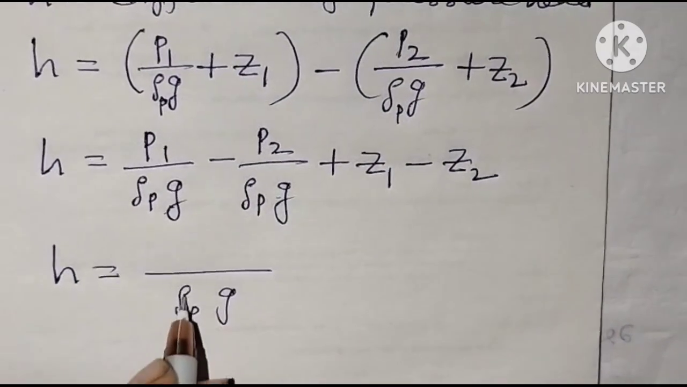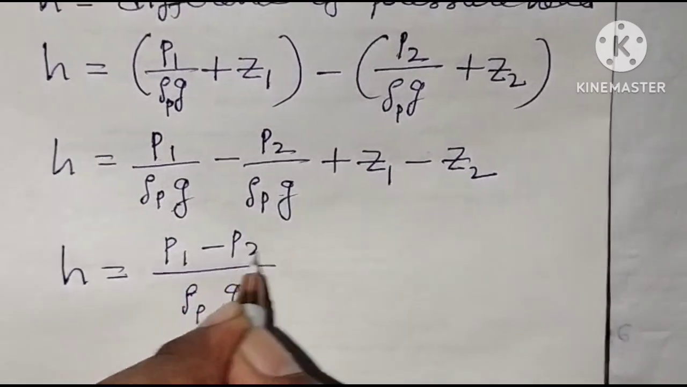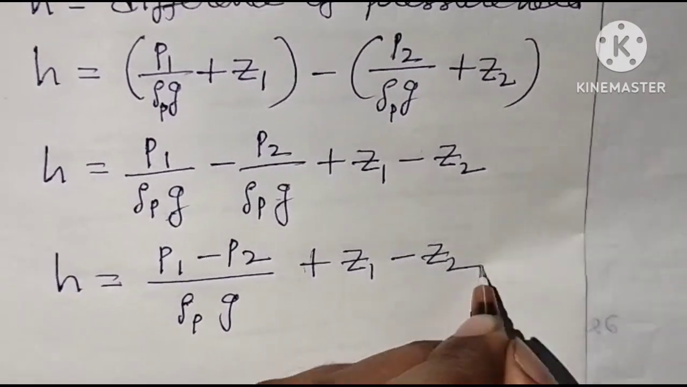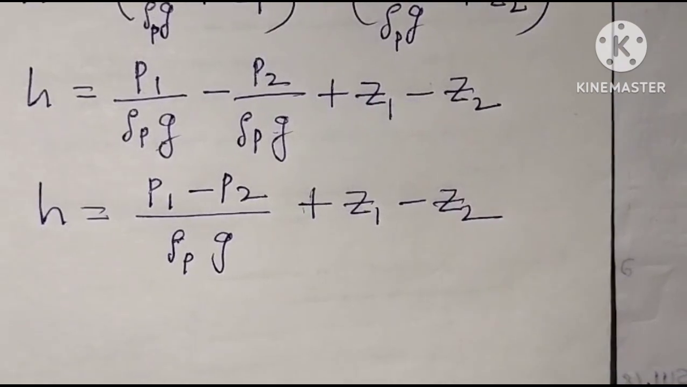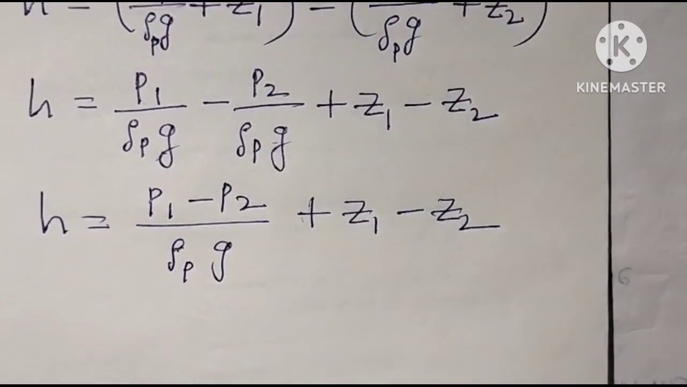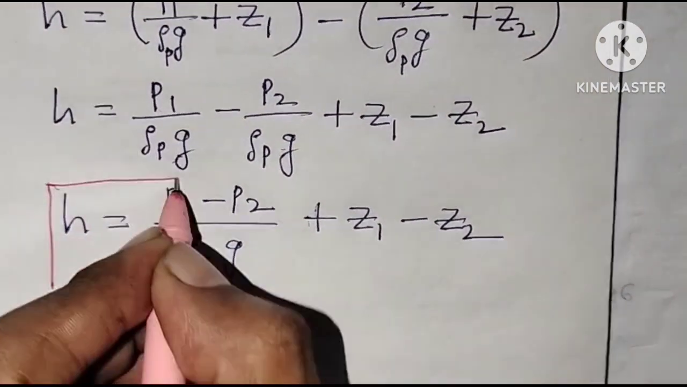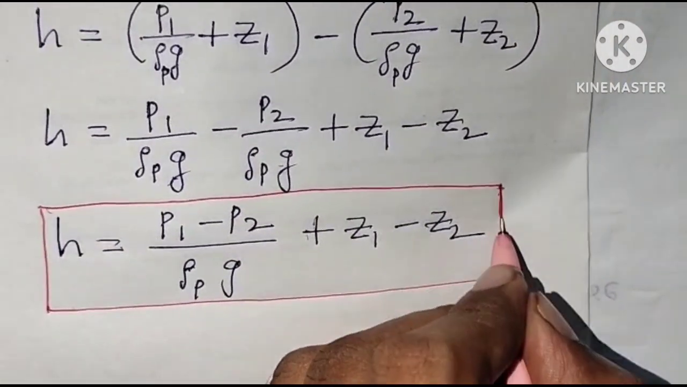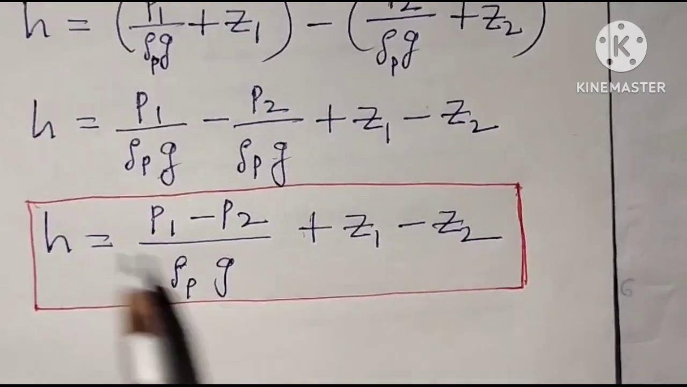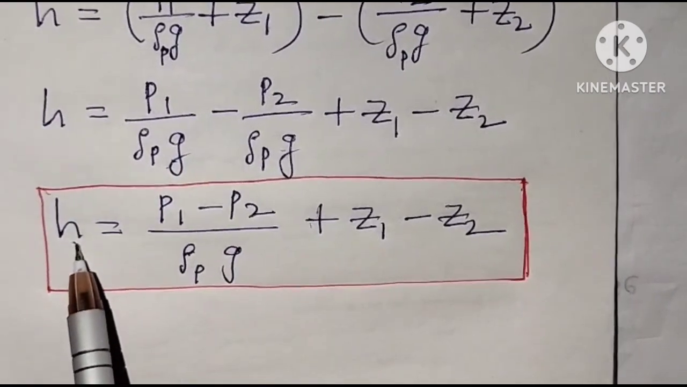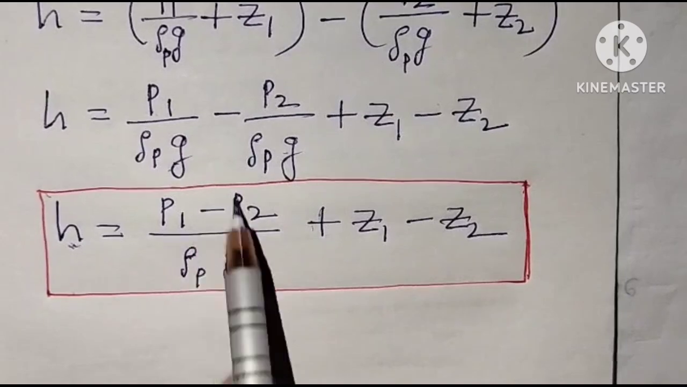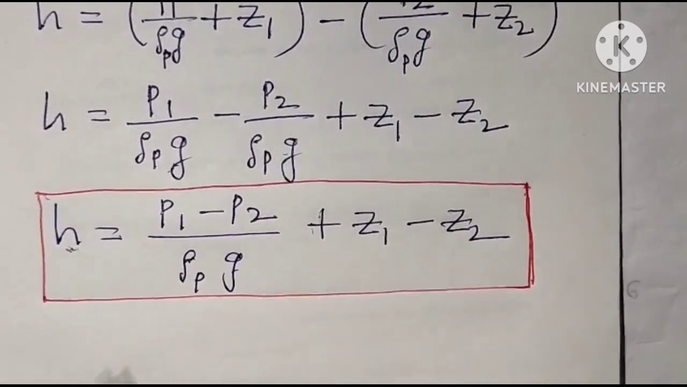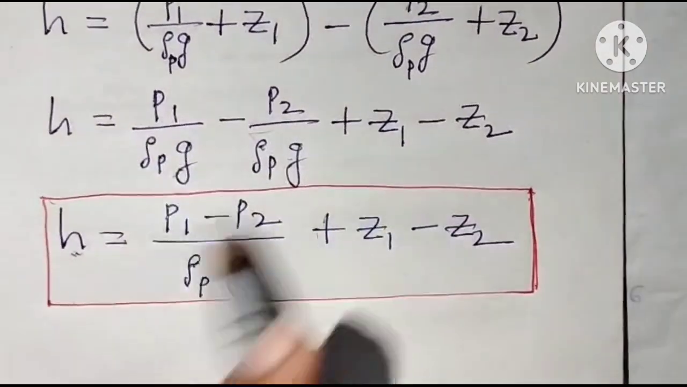So rho Pg is the common denominator: P1 minus P2 over rho Pg, plus Z1 minus Z2. Okay. So at last we can use this formula to find P1 minus P2, the pressure difference between inlet and outlet. So here, what is the unknown? H is our unknown. If you find H, then we can find P1 minus P2, because rho P is already given and we have G, acceleration due to gravity, Z1 and Z2. So first let us find H using the discharge formula.